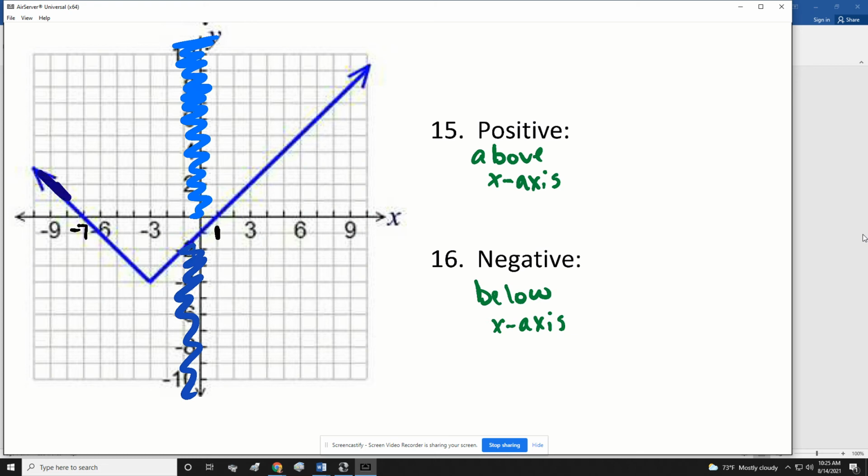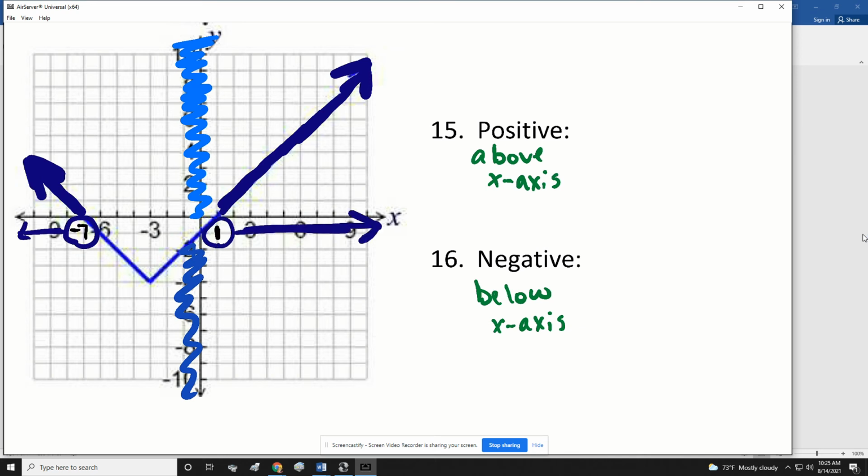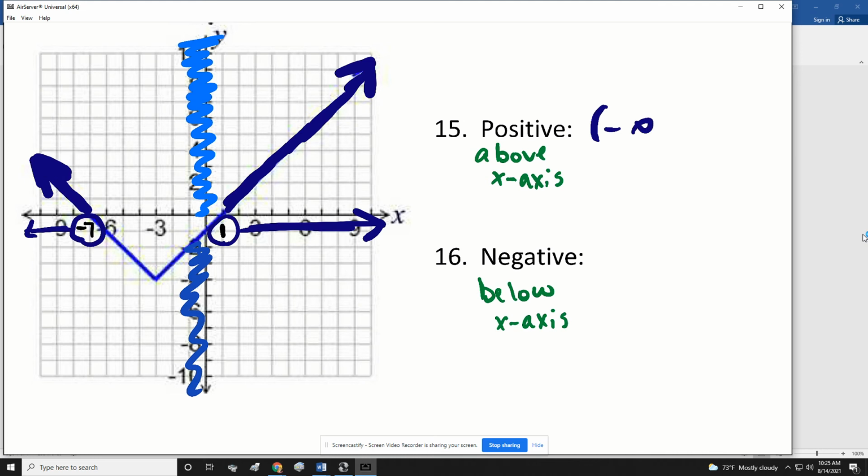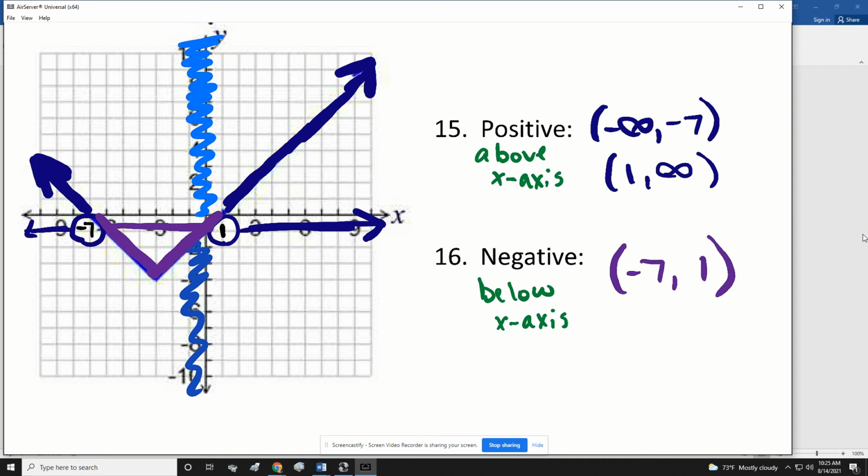Okay, so I know my graph is above the x-axis here and here. And so those are the x's that are to the left of negative 7 and to the right of 1, right? So we have to do two different intervals. The left of negative 7 is negative infinity to negative 7. The right of 1, oops, is 1 to infinity. And then below the x-axis, where the graph is negative, is going to be all the x's between those. So negative 7 to 1.